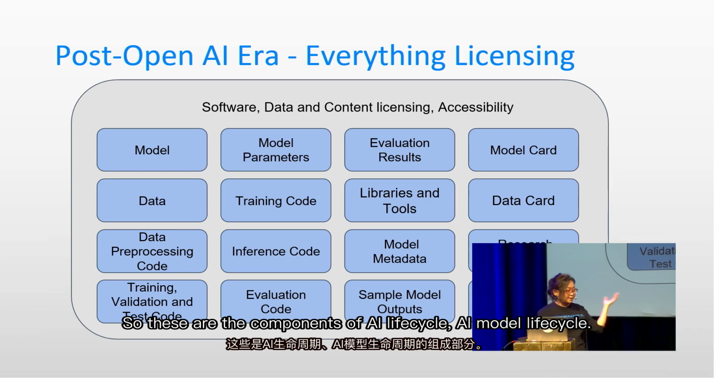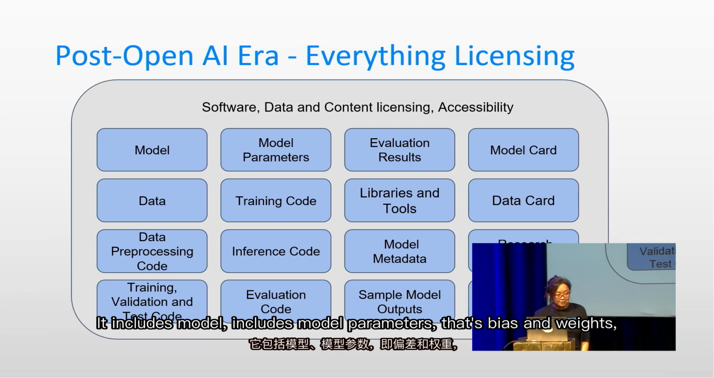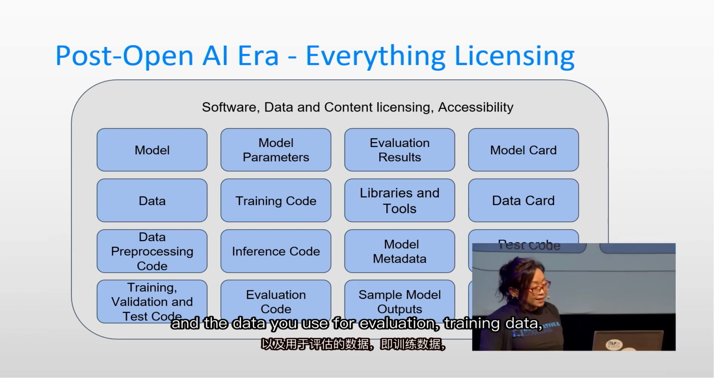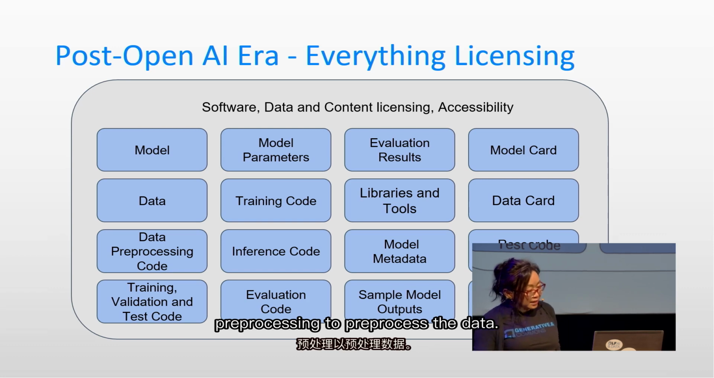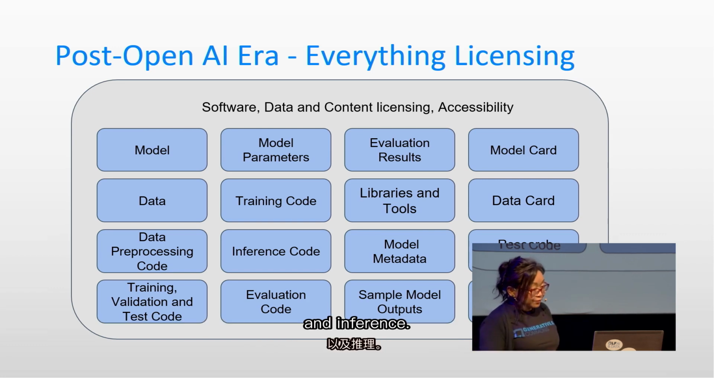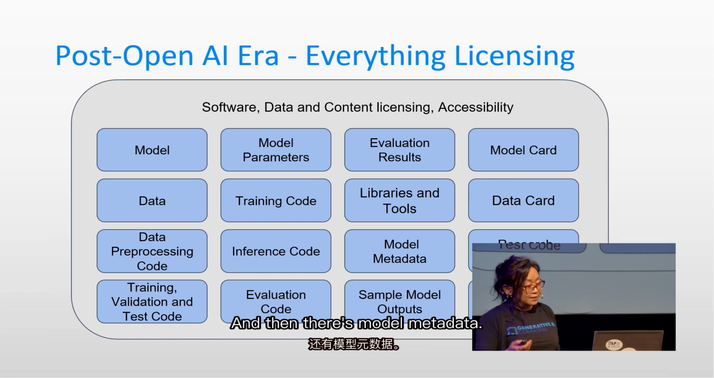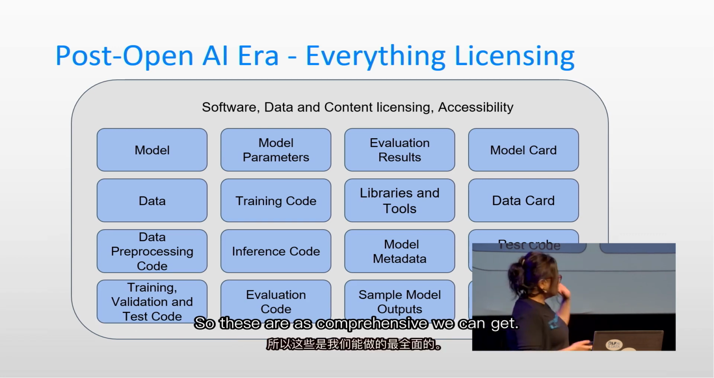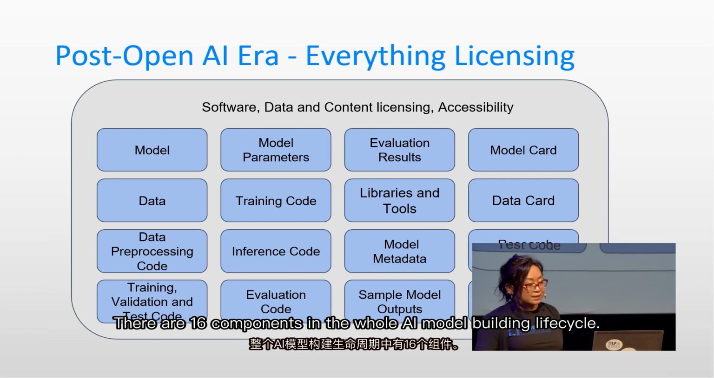These are the components of the AI model lifecycle. It includes model parameters, that's biases and weights, evaluation code, evaluation results, and the data you use for evaluation, training data, code to pre-process the data, and then the code for training, validation, test, and inference. Then there's the model metadata, and also the data card, model card, research paper, and technical report. These are as comprehensive as we can get. There are 16 components in the whole AI model building lifecycle.